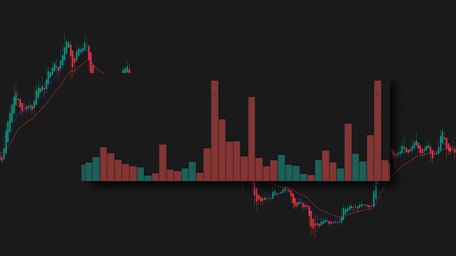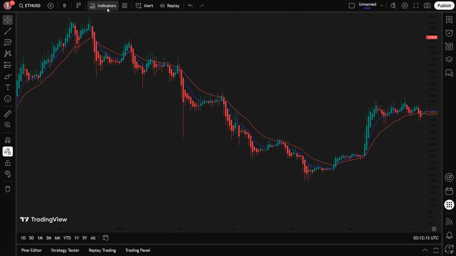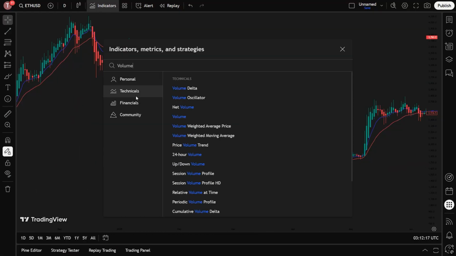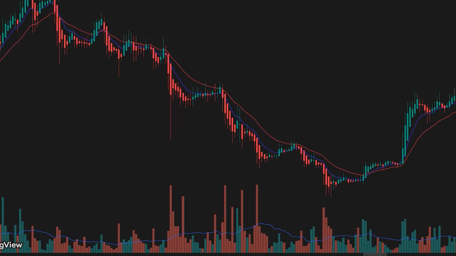Volume tells you how many shares or contracts have been traded during a specific period. This is important because high volume means more traders are actively participating, which adds strength to the price movement. To add volume to your chart, click indicators again, then search for volume. You'll see bars appear at the bottom of your chart. Each bar represents the volume for its corresponding candle above.